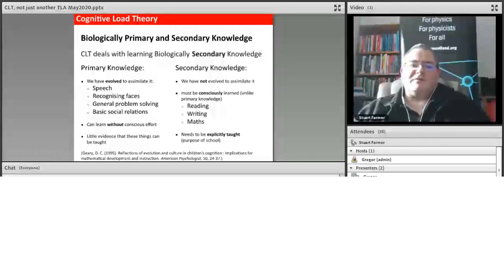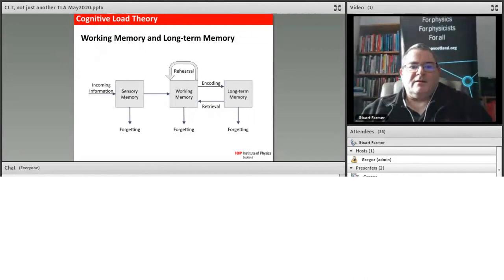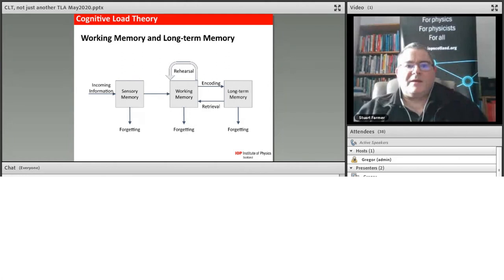And you have to learn lots of vocabulary and the rules of grammar to learn the language effectively. So teaching biologically secondary knowledge is the purpose of school. It's by definition things that are hard to do, that humans haven't evolved to do naturally. And it was that distinction between the two things that brought cognitive load theory together. Another important aspect of cognitive load theory is the ideas of working memory and long-term memory.